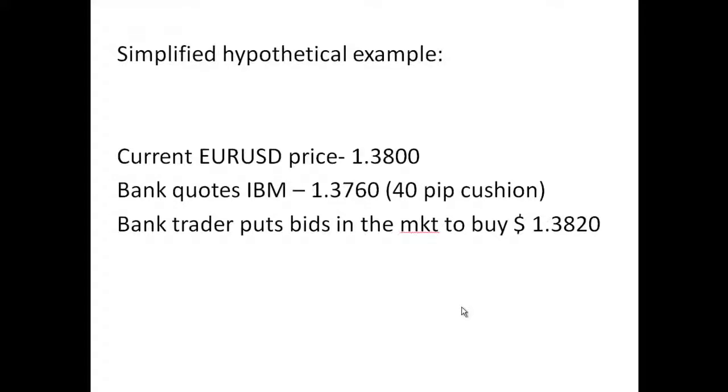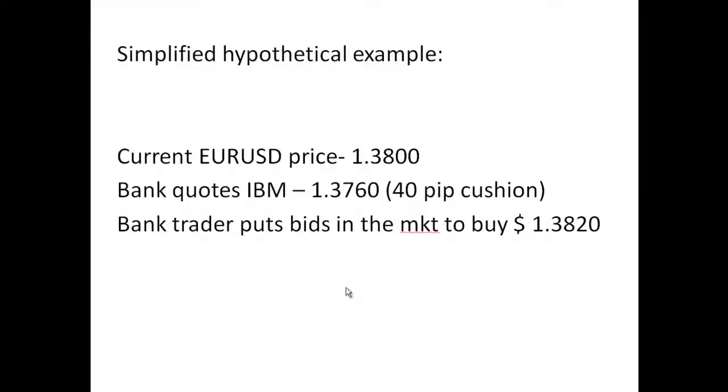So let's look at our simplified hypothetical example here. The current price of euro is 1.38. The bank quotes IBM 1.3760, which is about a 40 pip cushion. Now, I don't know what those numbers are in reality because they're going to vary a lot. It depends on how big the order is, how much they negotiate, what the volatility is at the time, a whole host of reasons. But I'm just picking this 40 pips here for illustration purposes, so please bear that in mind.